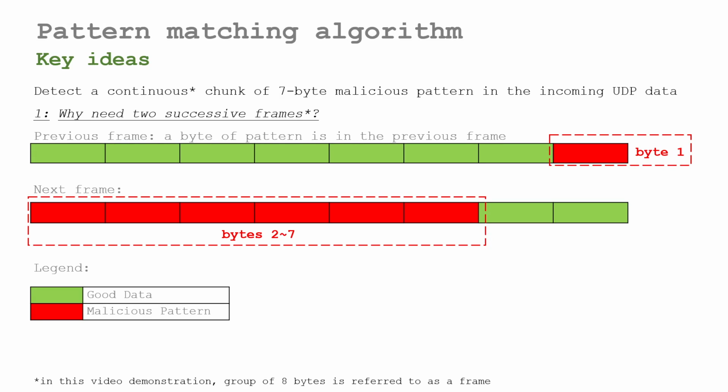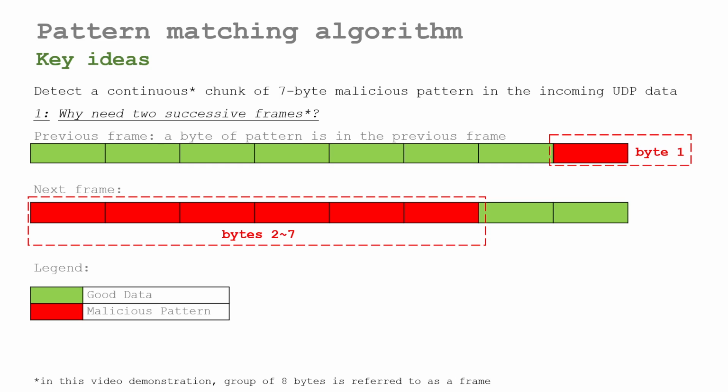So basically, we're designing an intrusion detection system. The key thing is pattern matching. Here we are matching a 7-byte malicious pattern with our data input, and we have an 8-byte data frame. To match this 7-byte malicious pattern with our data frame, and to cover all the corner cases, we will need two successive frames.